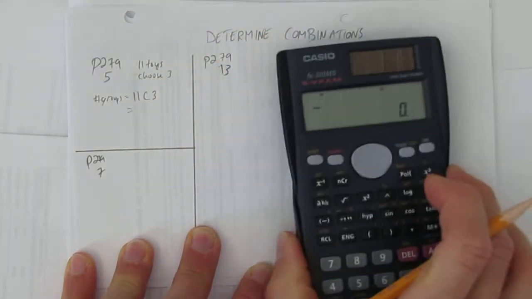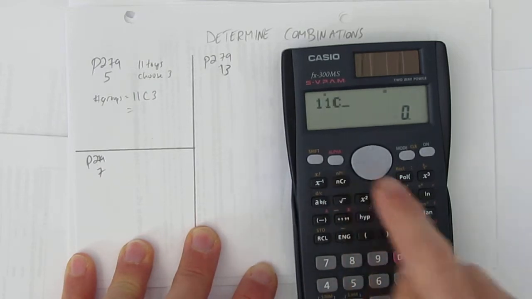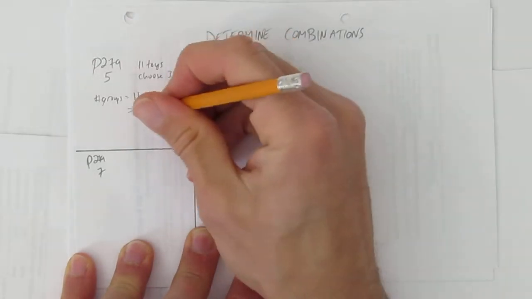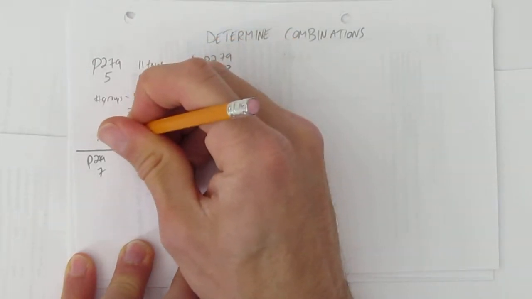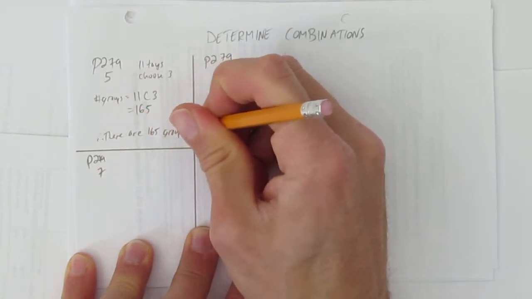You'll want to know how to do choose on your calculator. Mine's just a button right here. 11 choose 3 is 165. So, just a quick therefore statement. There are 165 groups possible.